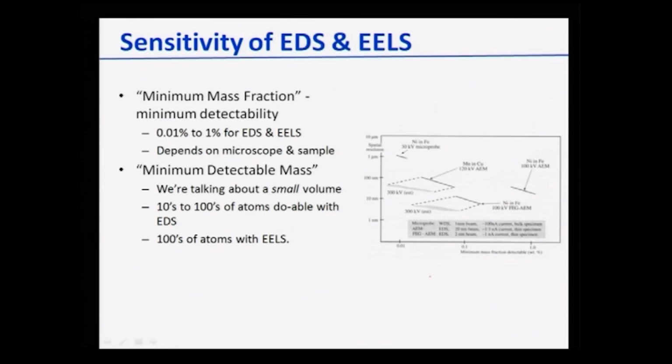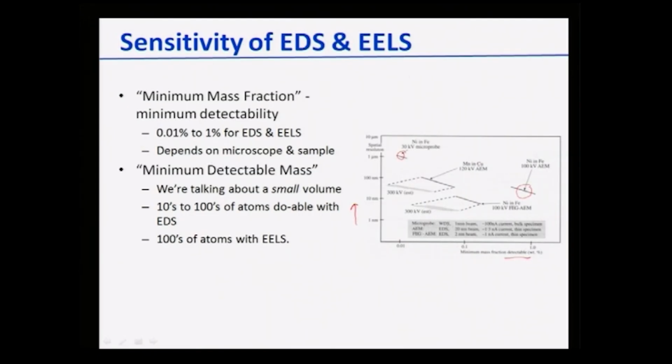So that is why the yield is actually better, and it depends obviously on the microscope and sample. This is what has been shown here: minimum mass fraction detectable, weight percentage, versus spatial resolution. You can see here this is nickel and Fe in a 100 kilovolt analytical microscope, this is nickel and Al in a 30 kilovolt analytical microscope, a very large probe size, but the detectability is very small. That means you can detect 0.01 percent of the mass, but here you can detect only 1 percent.